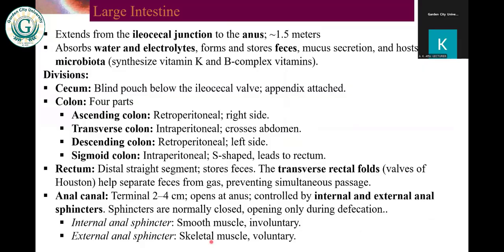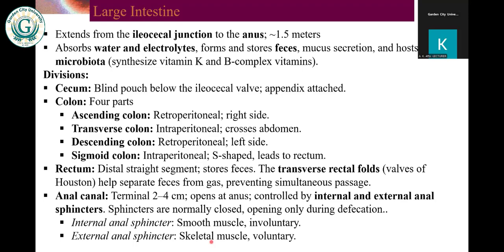Now, you realize that with you and I, because the external anal sphincter is a skeletal muscle and it's under conscious control, even if you want to defecate, you can actually postpone it, within a certain limit. But with children, not so.